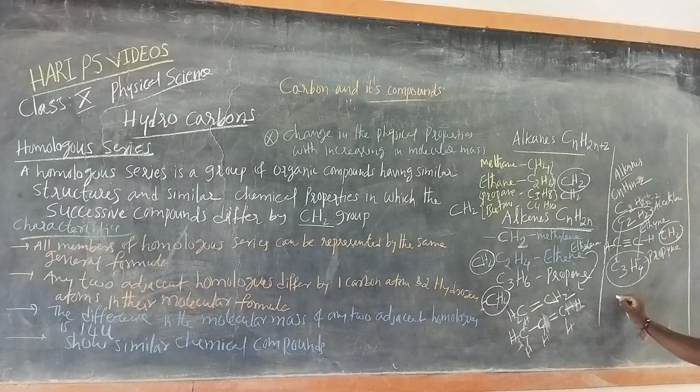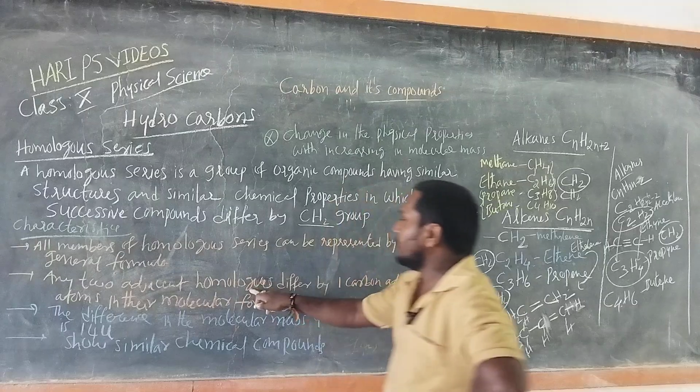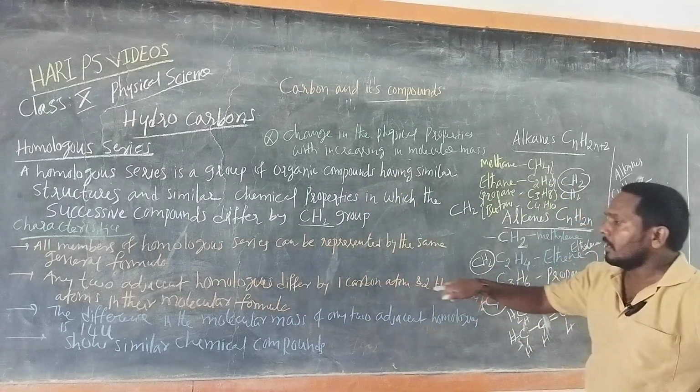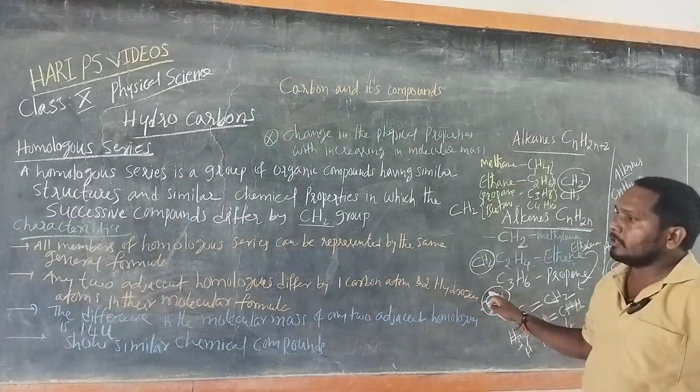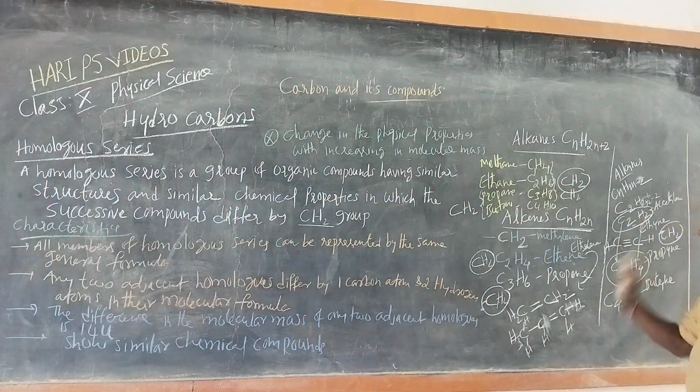If n is equal to 4, C4H8 minus 2, that is 6. This is called butane. 2, 3, 1 difference. 2, 4, 2 difference. 3, 4, 1 carbon difference. 4, 6, 2 hydrogens difference. So any two adjacent homologues differ by 1 carbon atom and 2 hydrogen atoms in their molecular formula.